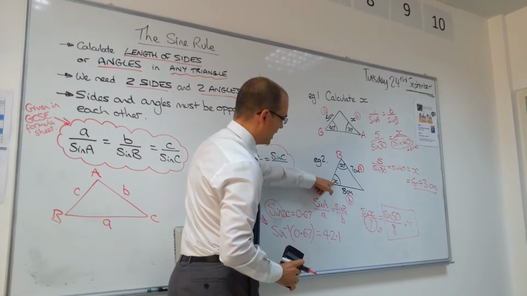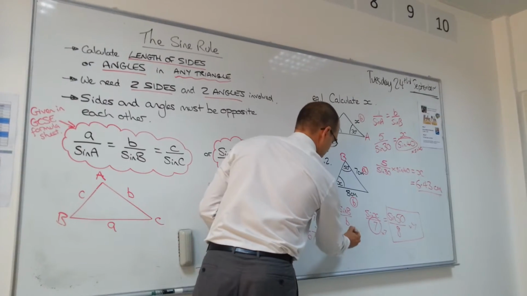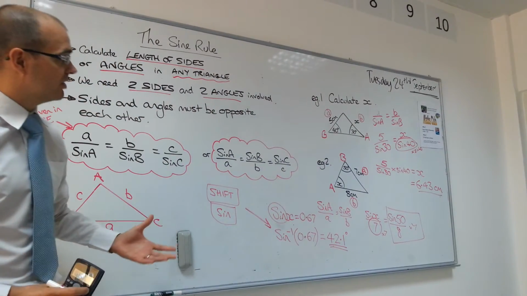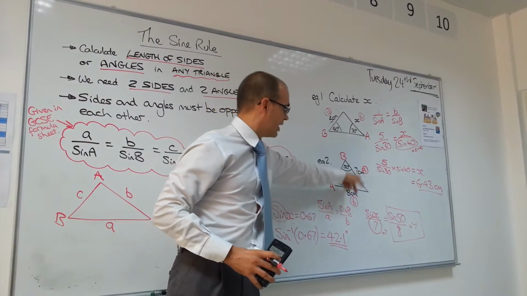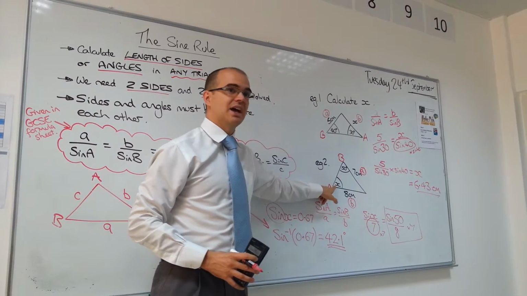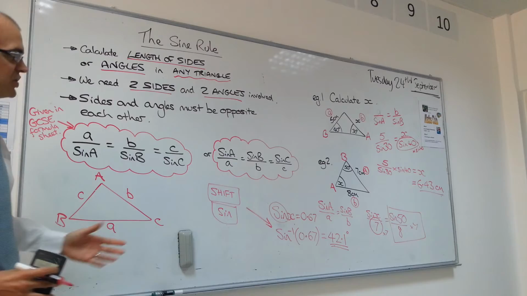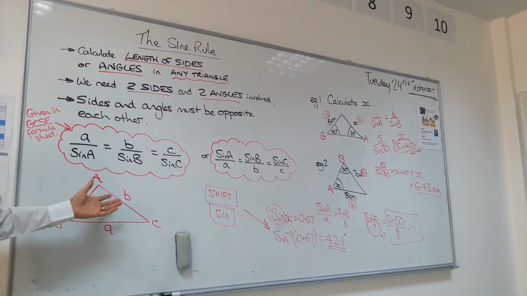What was it we were working out? Well, it was an angle, so it's 42.1 degrees. Again, does that sound reasonable as an answer? Yeah, it does. Looking at the triangle, it looks like an acute angle. 42 degrees sounds reasonable. Ladies and gentlemen, I give you the sine rule. Easy as that. Grade A GCSE.